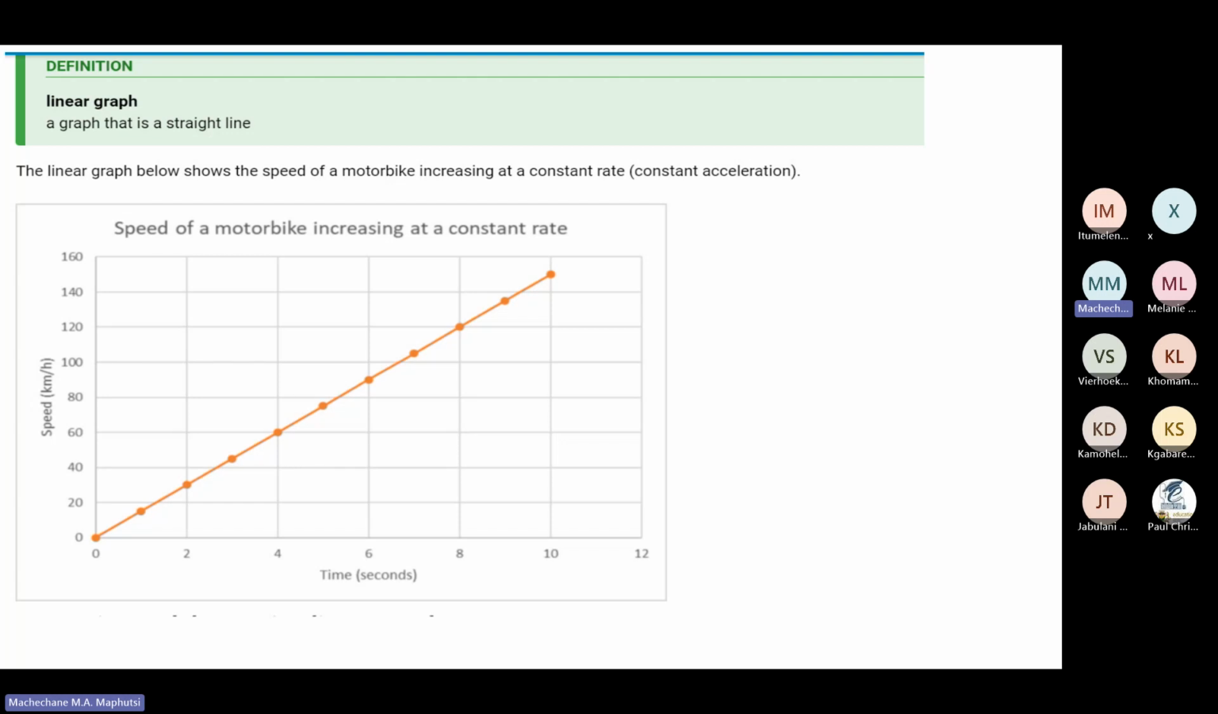So how do we see that? As you can see, checking from our left to our right, we can see that upward movement. So that upward movement shows that there was something increasing.